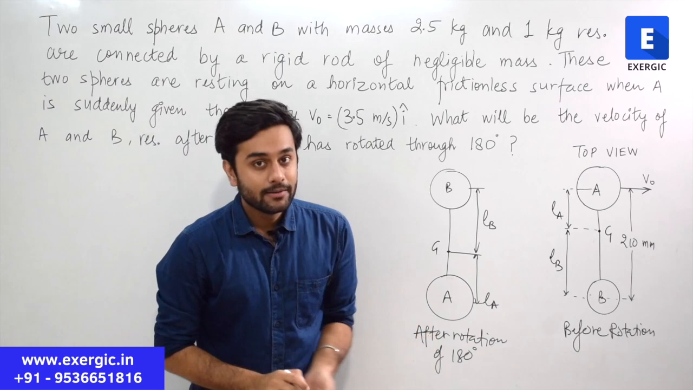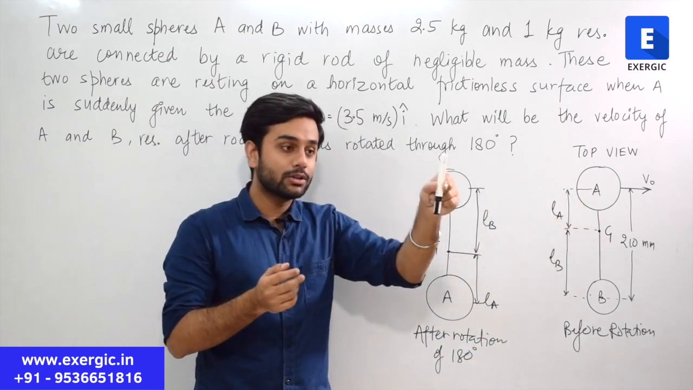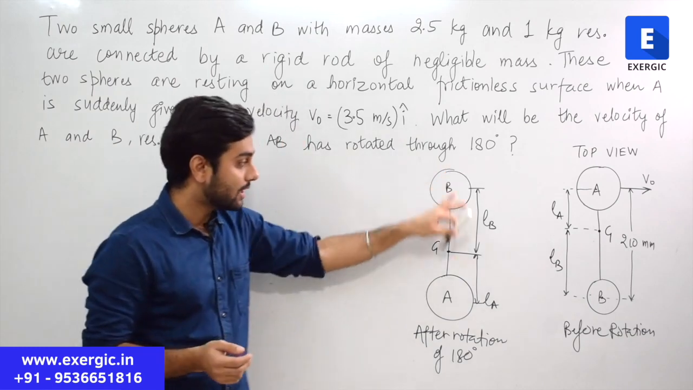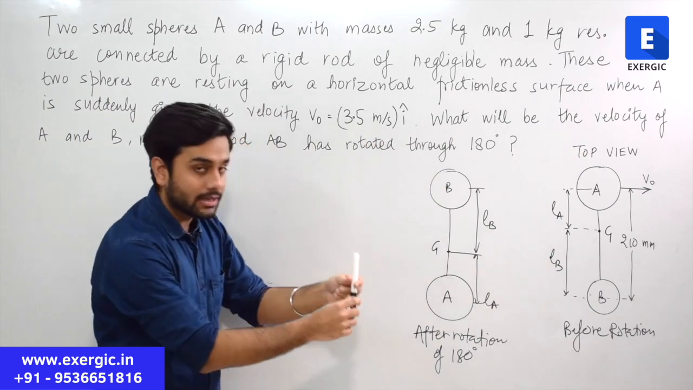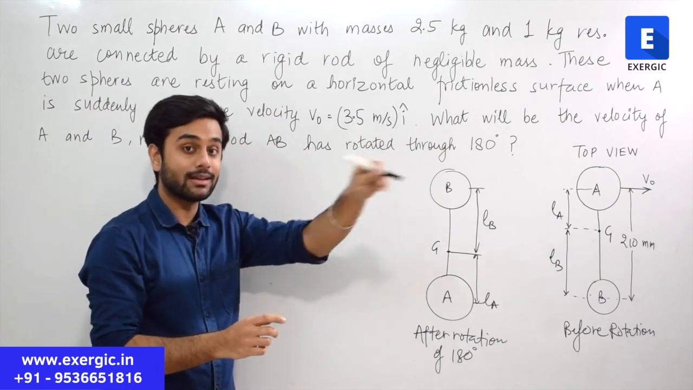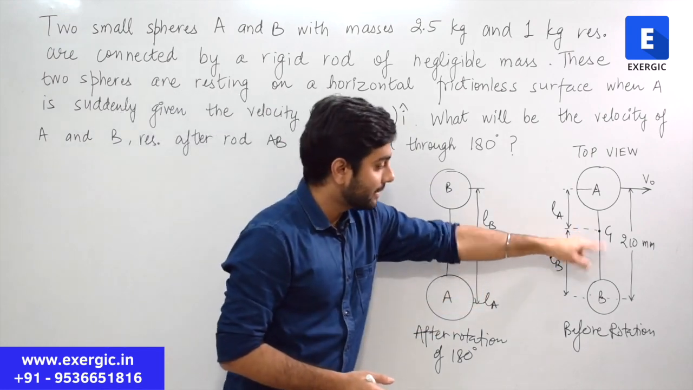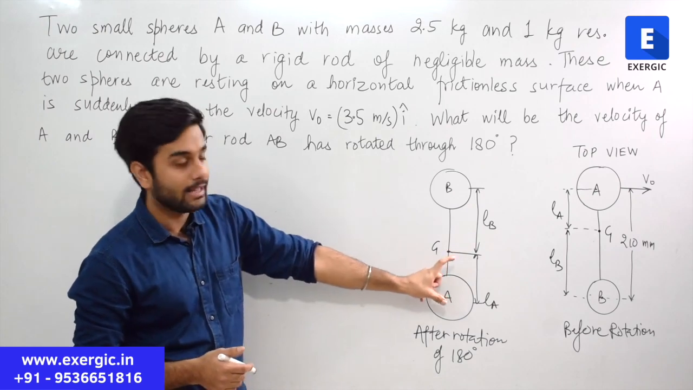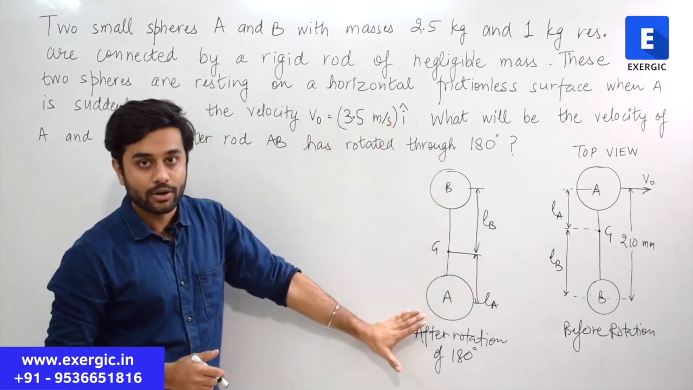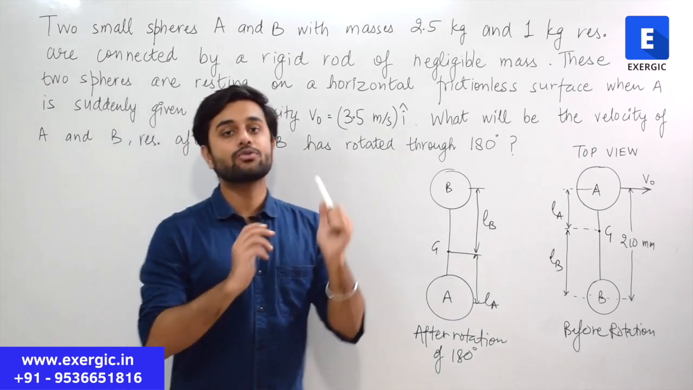So initially this system looked like this, and after it rotated through 180 degrees, this is how it is going to look, right? This was A above. After rotating through 180 degrees with translating, A will come below, B will come above. G also will be relocated since G is closer to A. So this is LA, this is LB after rotation of 180 degrees. Now how should we solve the question?